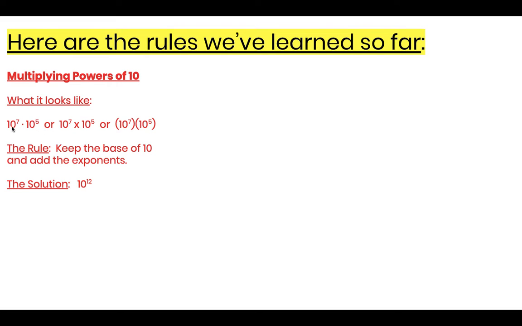So if we were looking at this, we keep our base of 10, and we're going to add our exponents. 7 plus 5 is 12, in each case.